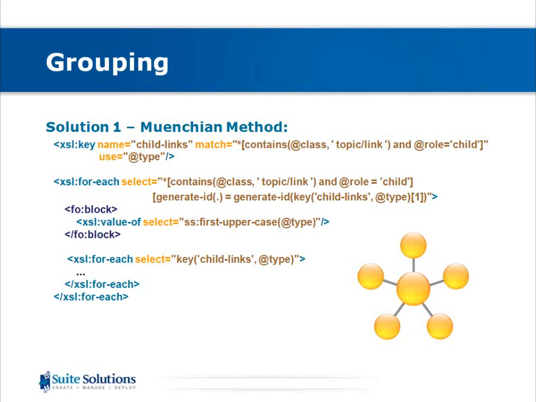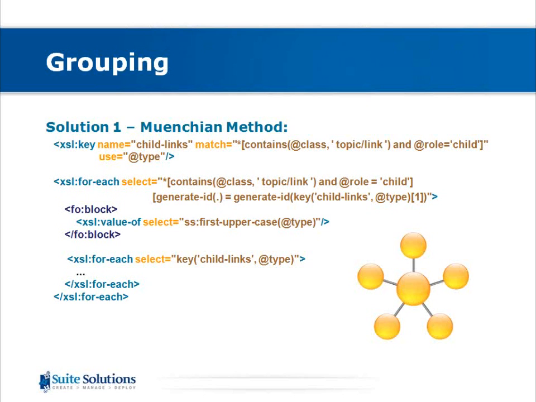Right? Because what we're saying is that for each link, if that link is the first one of its type, then we know that we have just encountered a new group. I should be more specific. For each child link, if that child link is the first one of its type, then we know that we've just encountered a new group.